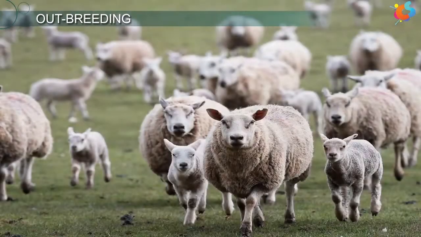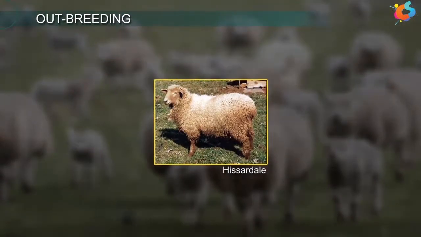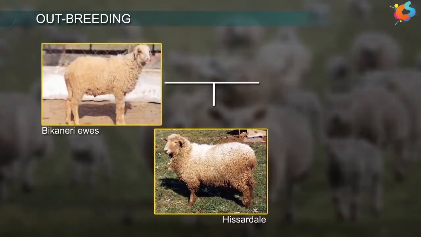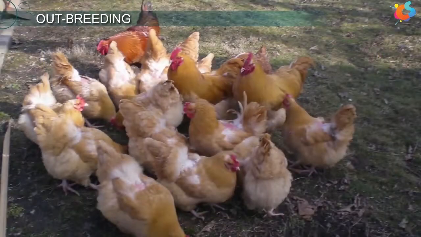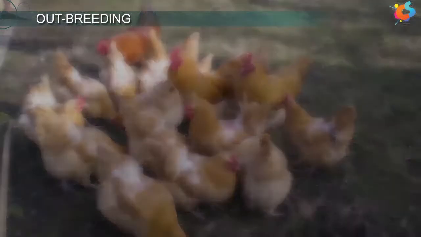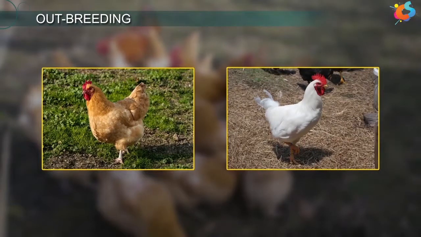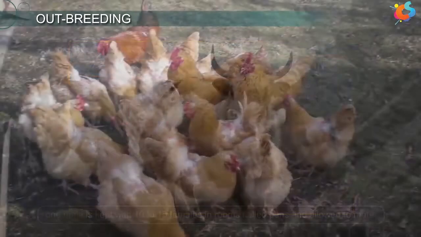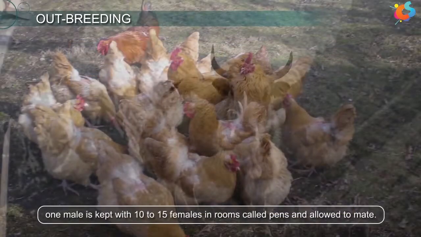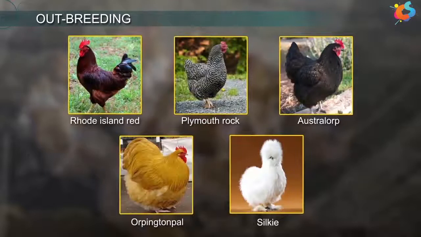Crossbreeding is also done in sheep. Hisardale sheep was developed in Punjab by crossing Bikaneri ewes and Merino rams. Crossbreeding is also done to improve the poultry breeds. Here the best egg layers and broilers are allowed to crossbreed by a method called pen mating. In this method, one male is kept with 10 to 15 females in rooms called pens and allowed to mate. Here are some examples of poultry crossbreeds.